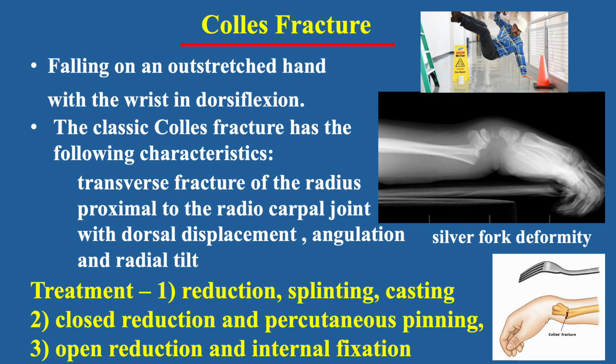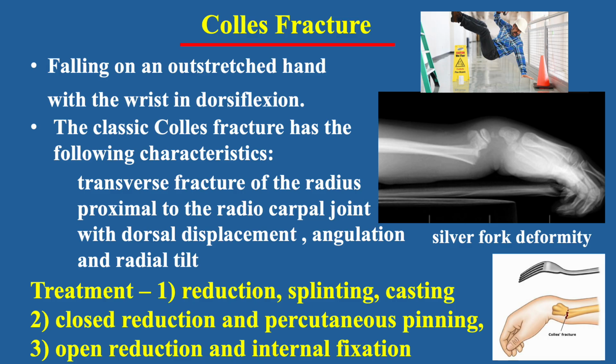Colles fracture. A Colles fracture is defined as a distal radius fracture with dorsal angulation, dorsal displacement, and radial shortening. Colles fracture is caused by falling on an outstretched hand with the wrist in dorsiflexion. There's the characteristic silver fork deformity.